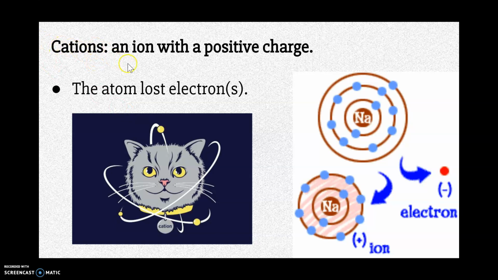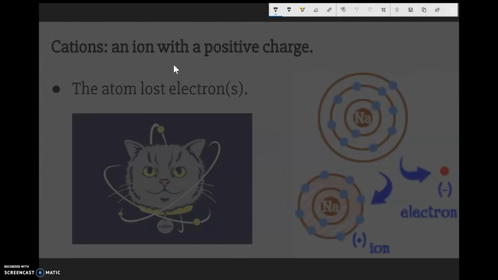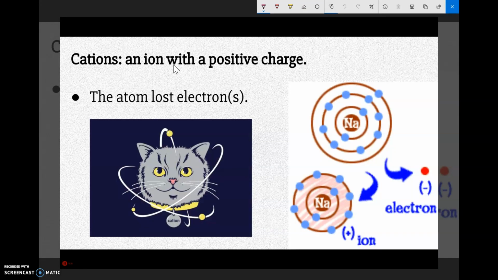So here are some definitions. A cation is an ion with a positive charge, and the reason why it has a positive charge is because we have lost electrons. So one way to remember cations is that the T looks like a plus sign, or maybe you want to think about cats and how they have paws, so they have a positive charge, or maybe you just really like cats. And so a cation is one of the two categories of ions that we have in chemistry.